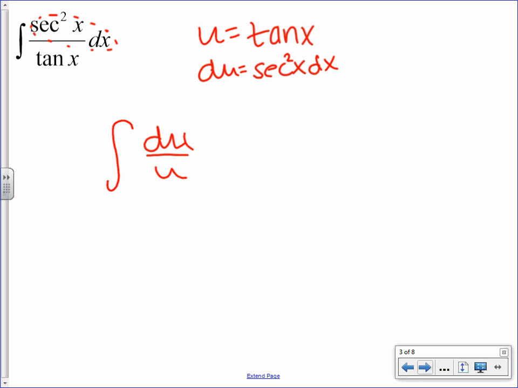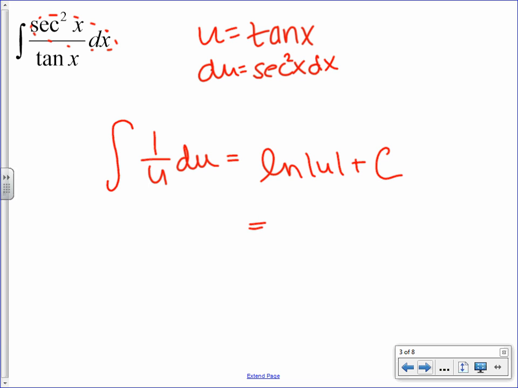Right, yes. But I like to write them separately. That way, that 1 over u can stick out and scream my antiderivative is ln of u. Thank you. Okay. So our answer to the original problem is the natural log of tangent. Oh, so it's always going to be the denominator.